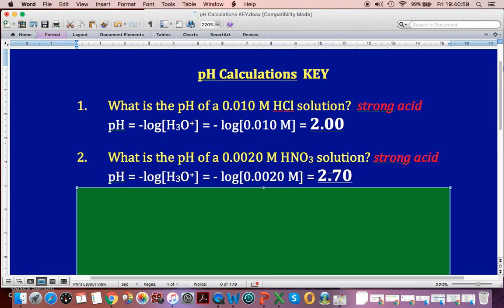Number 2, the exact same style question. We have a strong acid. We have the same formula. We plug in our number, but this time we'll let our calculator do the work, and we get 2.70. Notice both of these questions have the right sig figs because the significant digits are the right of the decimal point, and the number in front is really representing the power of 10.